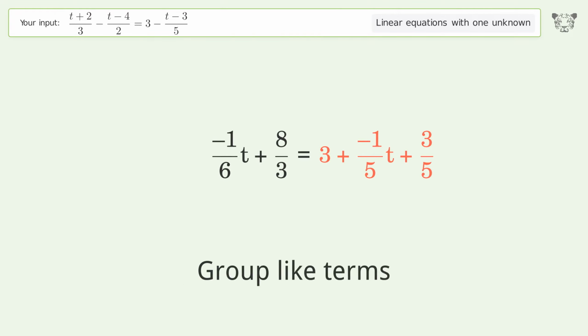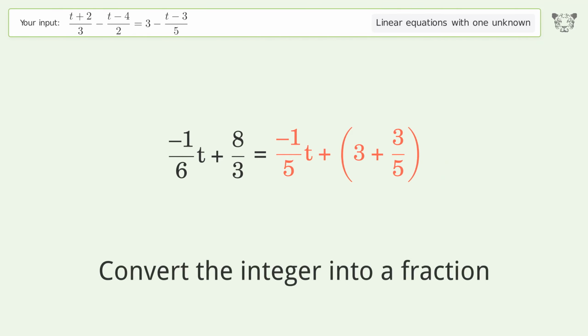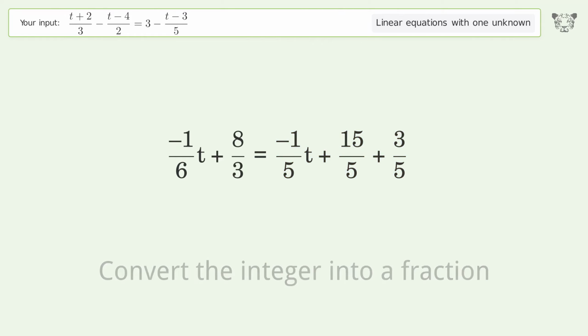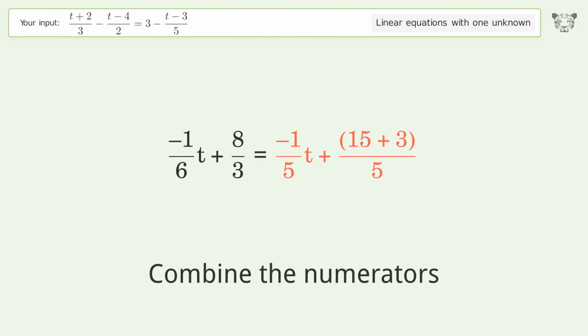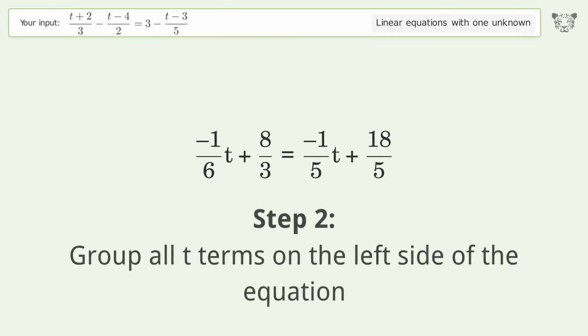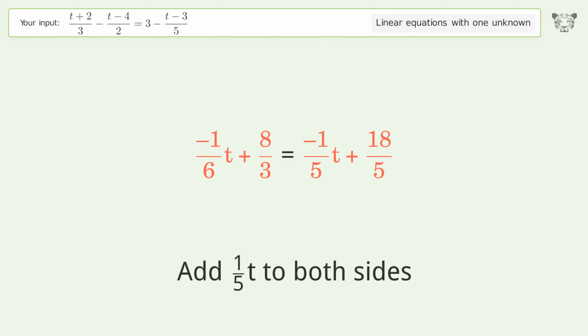Group like terms. Convert the integer into a fraction. Combine the fractions. Combine the numerators. Group all t terms on the left side of the equation. Add 1 over 5t to both sides.